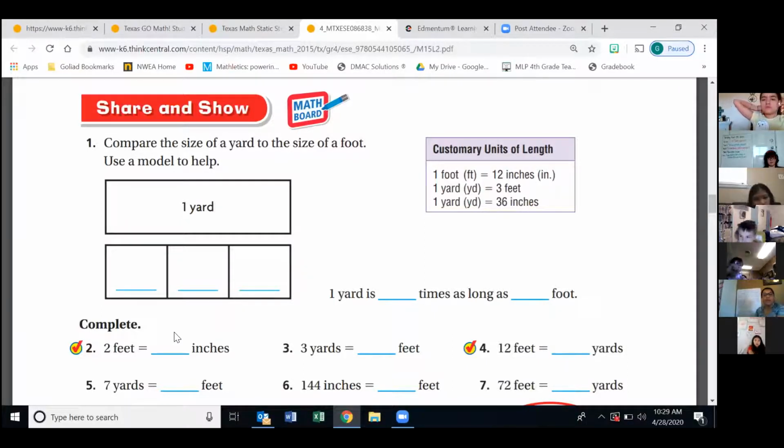But are we looking for inches or feet? 3 yards is not 36. 1 yard is 36 inches. If I have 3 yards, 3 big yardsticks, they want to know how many feet are on there. So what are you going to have to do?